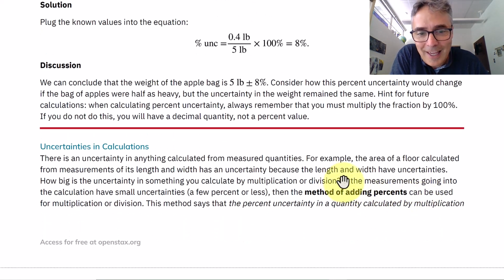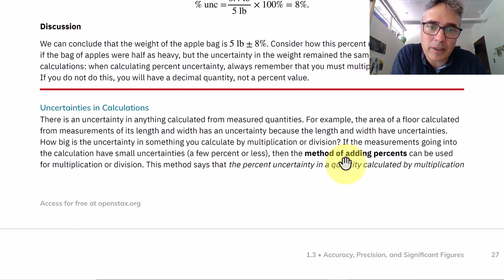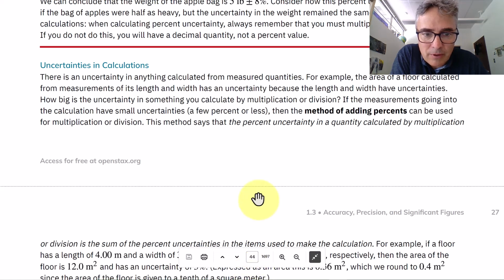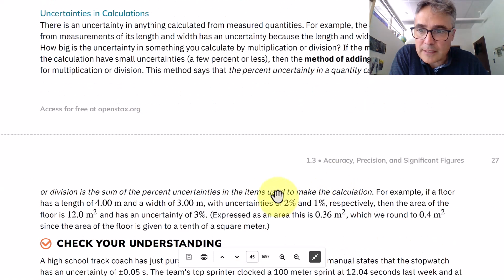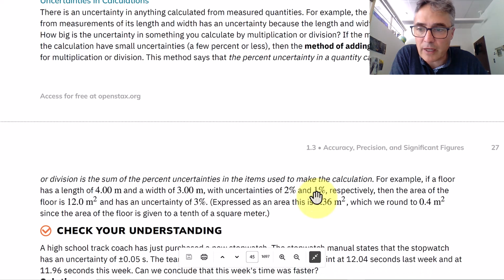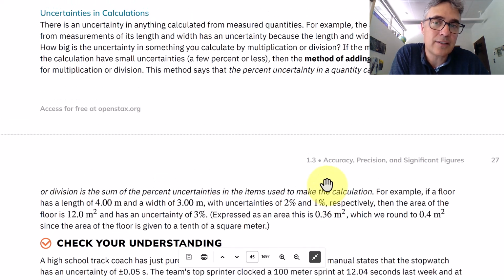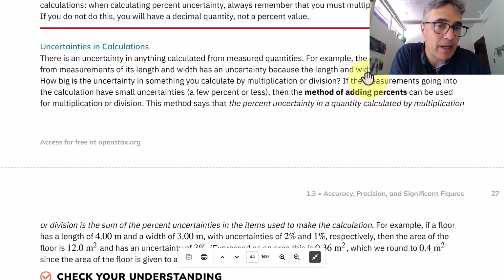So, and then this is the point where the book actually gets it wrong. They talk about this method of adding percents, where they suggest that, for example, if a floor has a length and width of 4 meters and 3 meters with uncertainties of 2 and 1% respectively, the area of the floor is 12 and the uncertainty is 3%. They just took 2 plus 1. So that's, not only is that not correct, it's not even a good approximation if the measurements going into the calculation have small uncertainties. So I can show this.